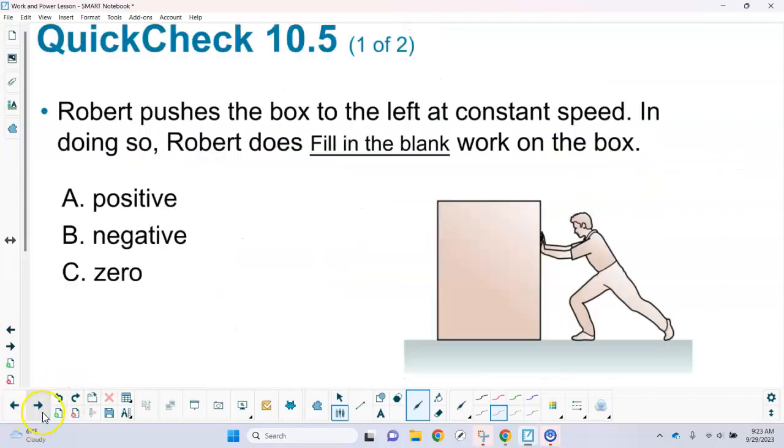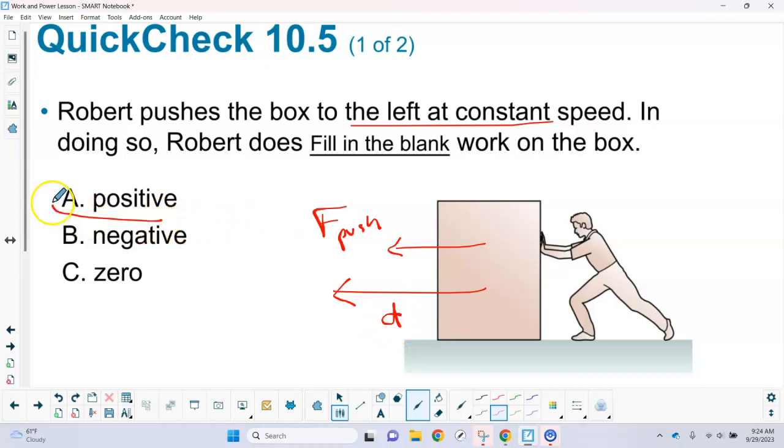All right, let's try another one. It says Robert pushes the box to the left at constant speed. In doing so, Robert does what kind of work on the box? Again, this is Robert, and he's pushing to the left. So the force of the push is going to the left. The box is moving to the left at a constant speed, so the displacement is also going the same direction. That's going to be positive work. They're in agreement with each other.